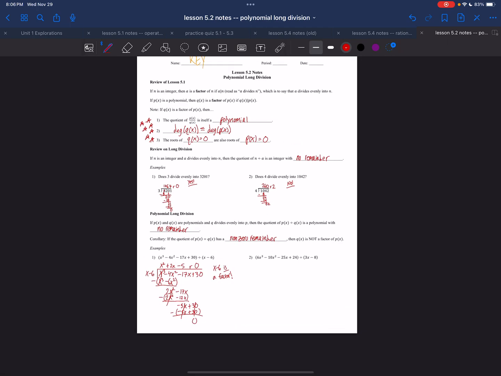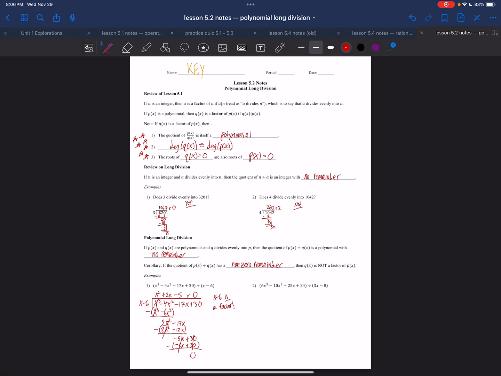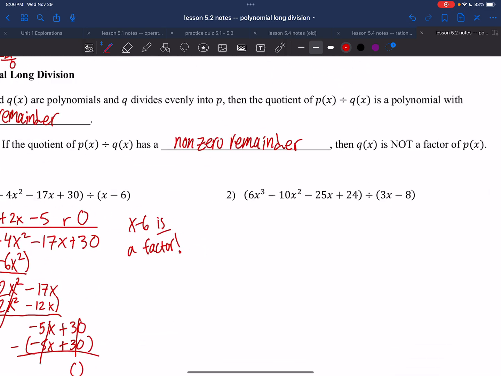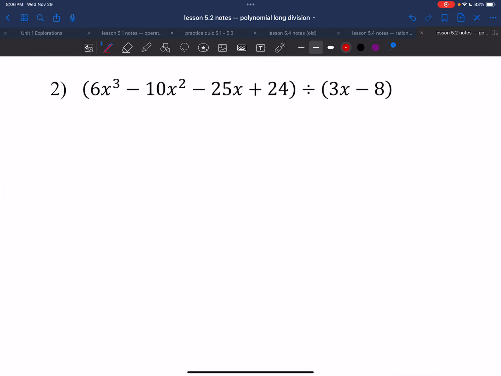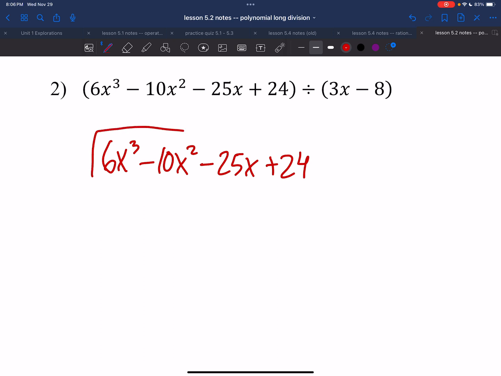Now I'll do number 2. Oh, should I switch to blue? But the whole page is in red. Let's just be consistent. So we're going to try number 2 now. It's really no different, it's just more examples. So it says 6x cubed minus 10x squared minus 25x minus 24. Divide this. Get a nice, can I make that? No, that's not it.